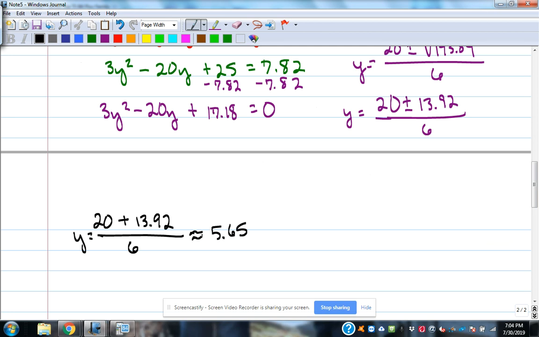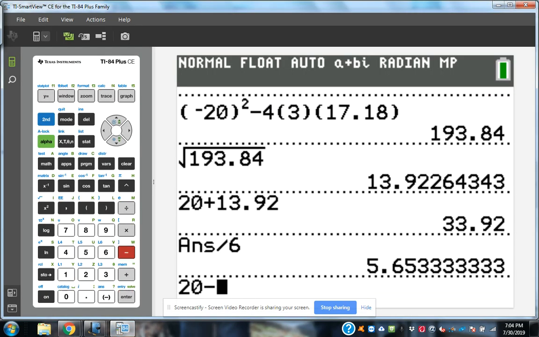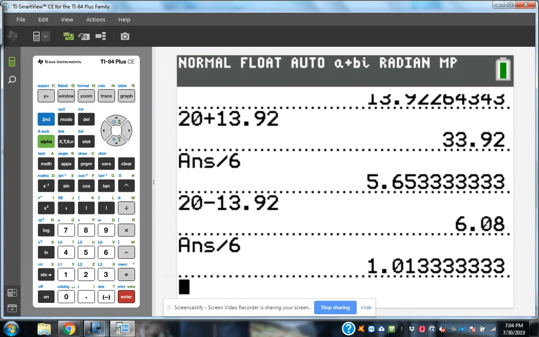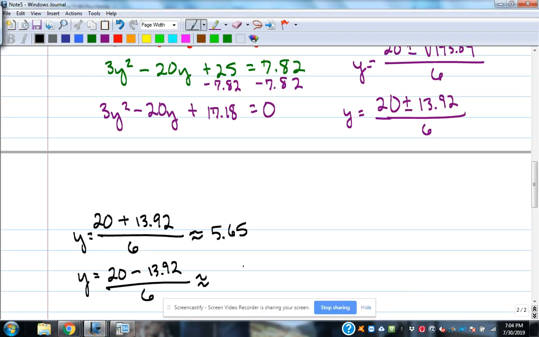So we're rounding there, and that's okay. And then 20 minus 13.92 divided by 6. And we're going to get the decimal for that. 20 minus 13.92 divided by 6. 1.01. Okay, so those are my y values. Remember, I had that equation, x equals 2y minus 5. All I have to do is plug that in.